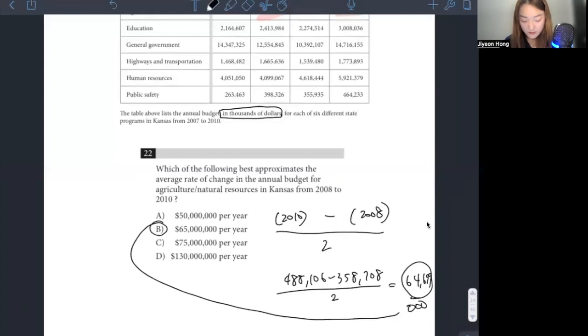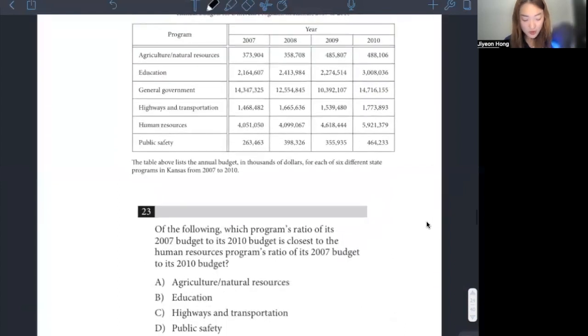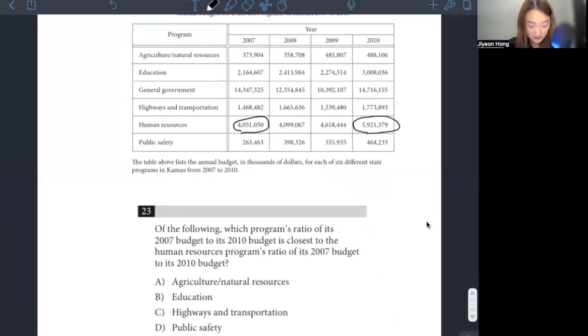Okay, number 23. Of the following, which program's ratio of its 2007 budget to its 2010 budget is closest to the human resource program's ratio of 2007 to 2010? So we first have to find the ratio of 2007 to 2010 for the human resource program, right? So we have 2007 here, 2010. I don't like punching in all these numbers personally, so I like to simplify it. So I will do like 4.05 divided by 5.92 to do the ratio for human resources, and I get 0.68.